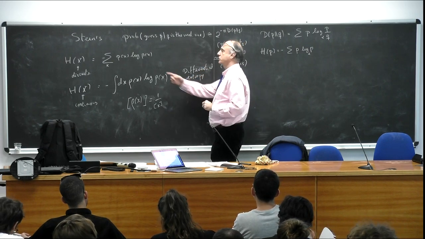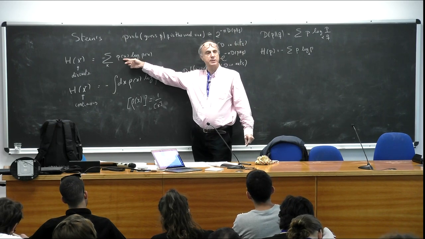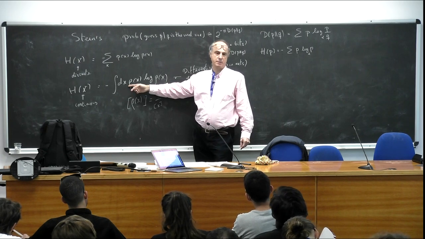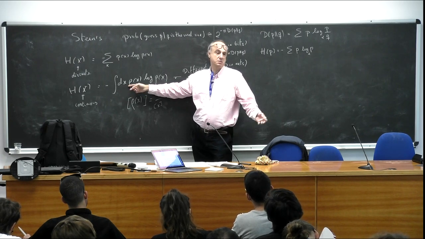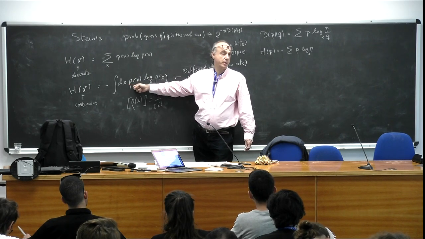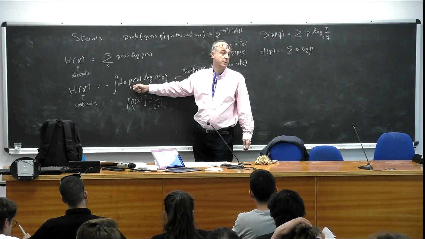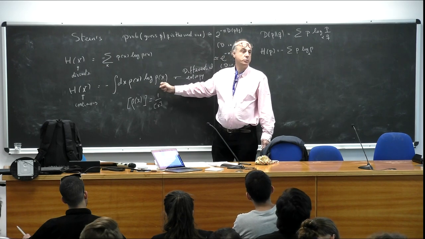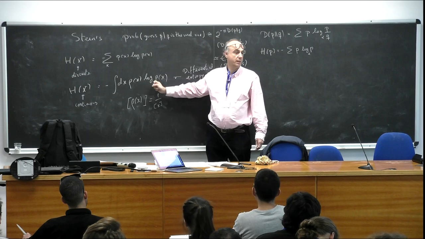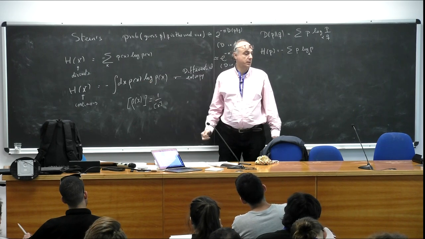And also because p here is a probability, it's between 0 and 1. But rho can be anything, because it has units, so you can multiply by whatever you like. So the only requirement for rho is that it is positive. So this differential entropy could even be negative.